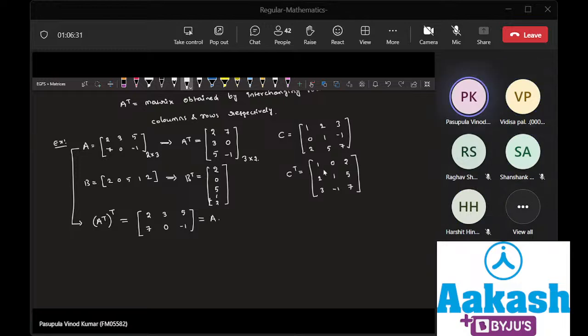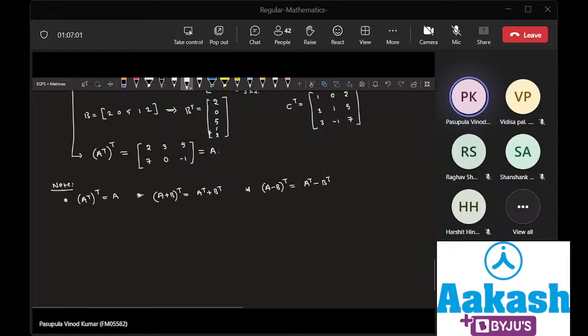So like this, we can note a few properties of transpose. This is the first thing: transpose of A transpose is equal to A. In the same way, A plus B whole transpose is equal to A transpose plus B transpose. Next, A minus B whole transpose you can also take as A transpose minus B transpose.